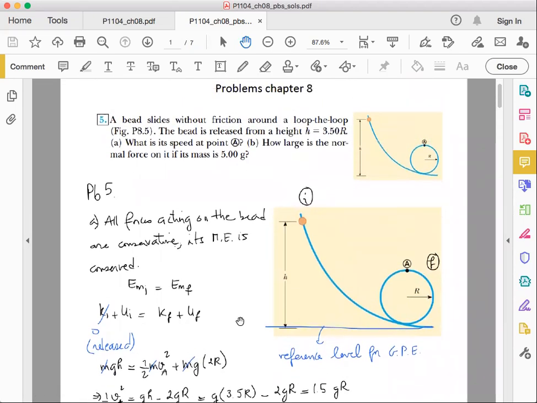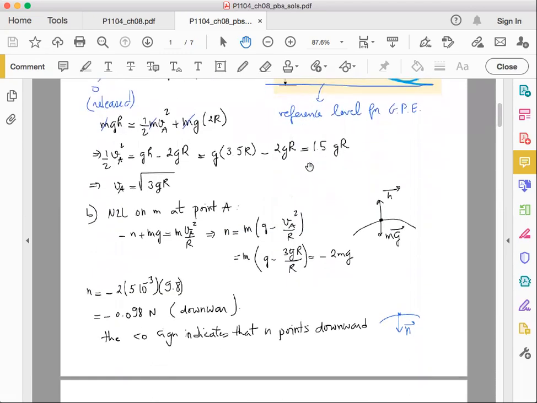Now the second question is, how large is the normal force acting on this bead if its mass is 5 grams? And of course, we are still talking about the point A. So as you all know now, if you want to get the value of the normal force, we will need to apply Newton's second law on the bead at point A. So let's apply Newton's second law on the bead at point A.